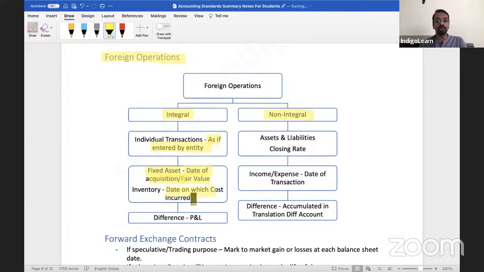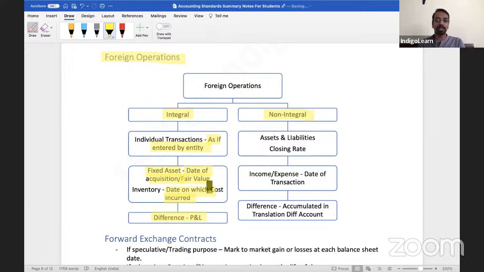Inventory, the date on which you incur the cost on inventory, or the date on which you value the inventory, that is the rate which you will consider. Any difference will go to P&L. Remember, differences arising on foreign exchange transactions should go to P&L. So for integral operations, if there are any differences which arise when you are translating those foreign currency transactions into the Indian accounts, whatever is the difference will be taken to P&L.